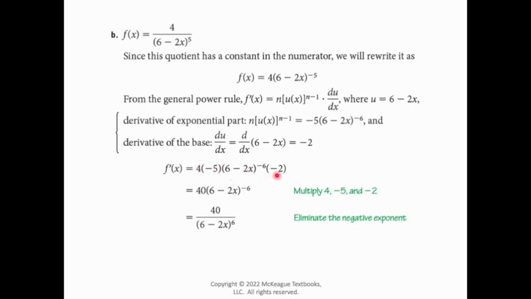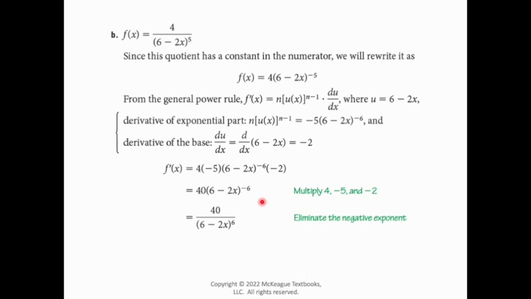So now when we clean this up, I can combine the negative 2 times the 4 times the negative 5. That gives me a 40 out front for my coefficient. And then we have our inner function, which is the 6 minus 2x raised to the negative 6 power. So this is our final answer.